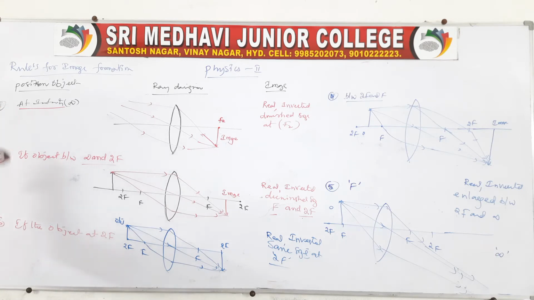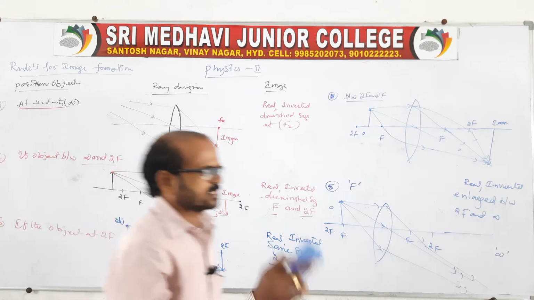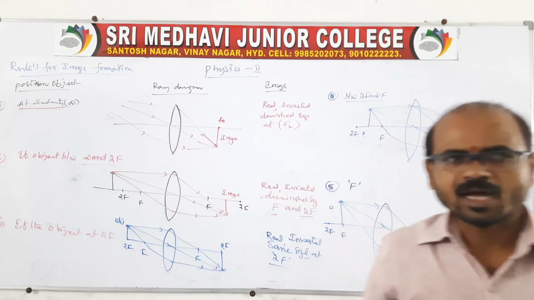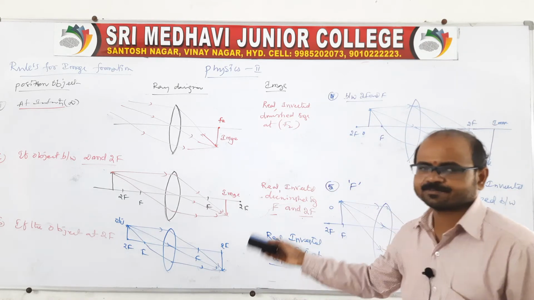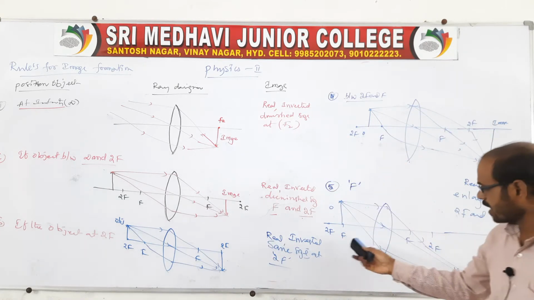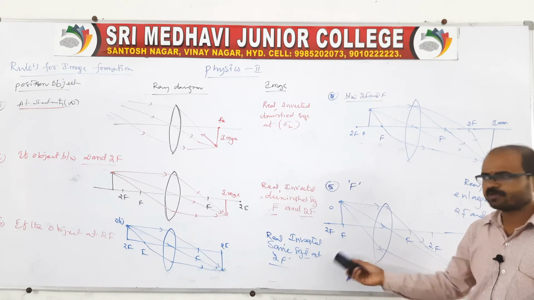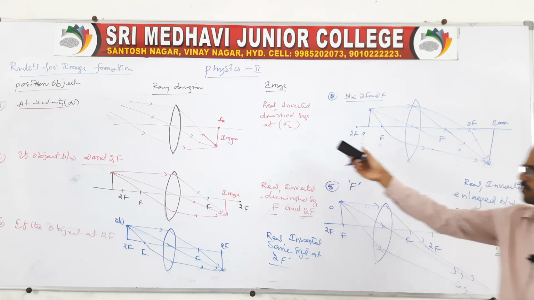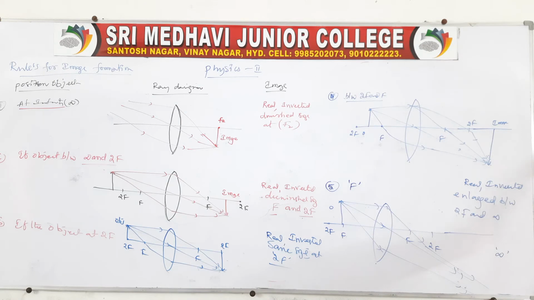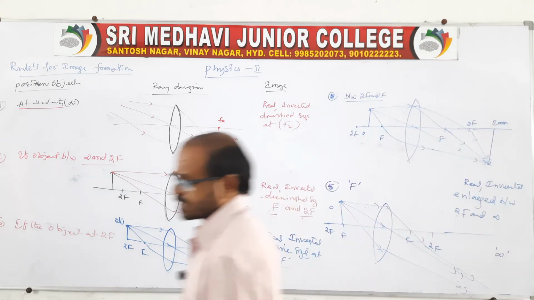See, in these cases, you remember, for all these cases, very simple, the image will be real and inverted only, and the sizes are different. Until f, when the object is moving towards the lens, the image also moves away like this. Let me tell you another case.